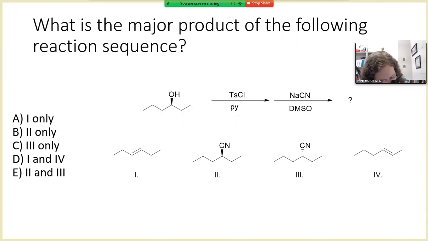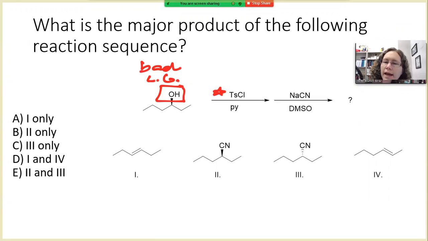So first things first, when we see that alcohol starting material, the first thing we need to consider is, is that OH group a good leaving group? And the answer to that is no. So this is a bad leaving group. We learned that if you have a poor leaving group, you have to convert it into a better one. And that's what our tosyl chloride and pyridine are doing in the first step. Tosyl chloride is basically a molecule that will convert our bad leaving group into a better one.